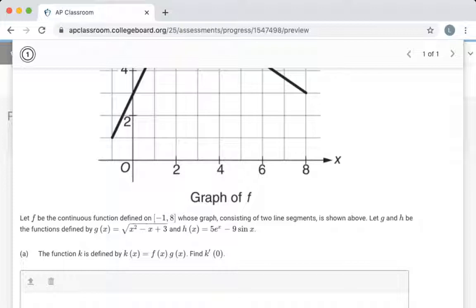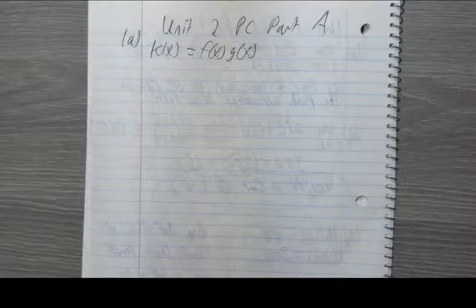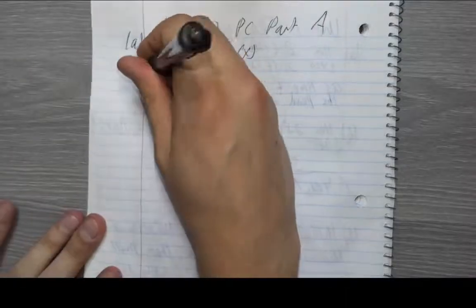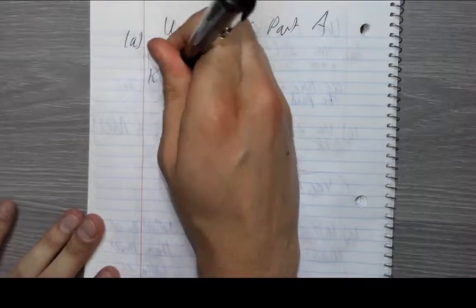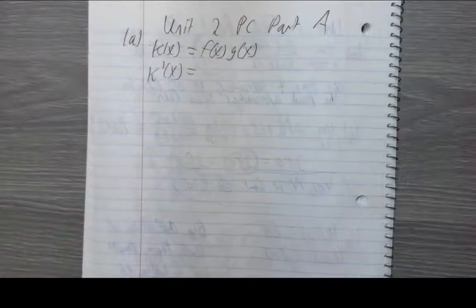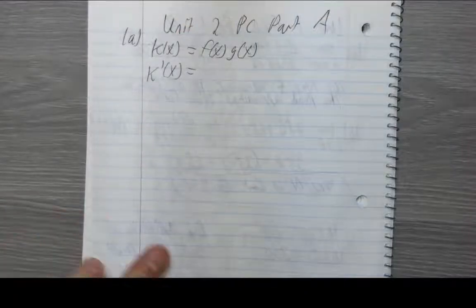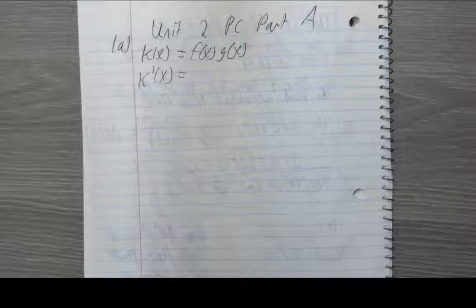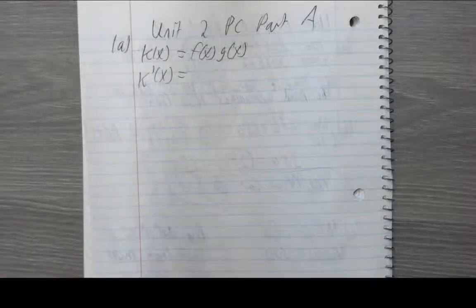Part A says the function k, oh great, we get a 4th function, right? K of x is defined by k of x equals f of x times g of x. What we want to find is k prime of 0. Well, before I can find k prime of 0, I first need to find k prime of x. So I'm given k of x equals that. I need to find k prime.